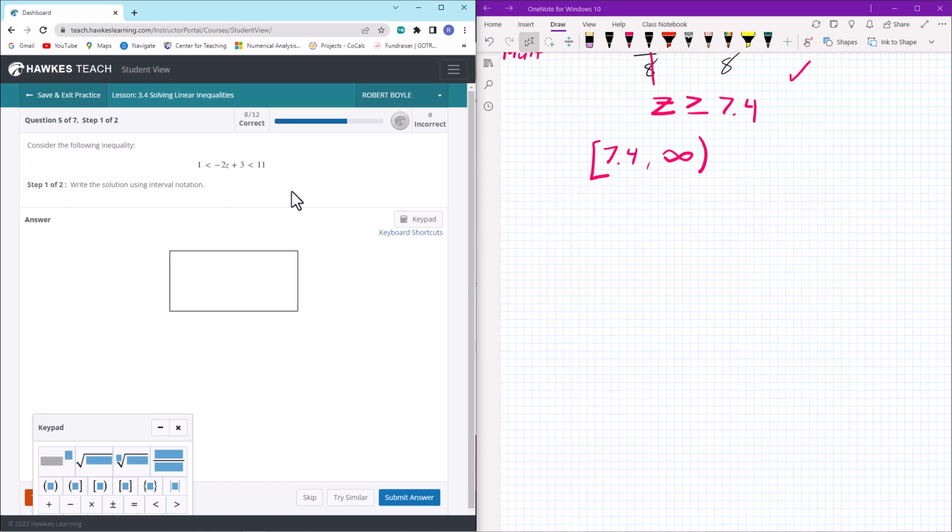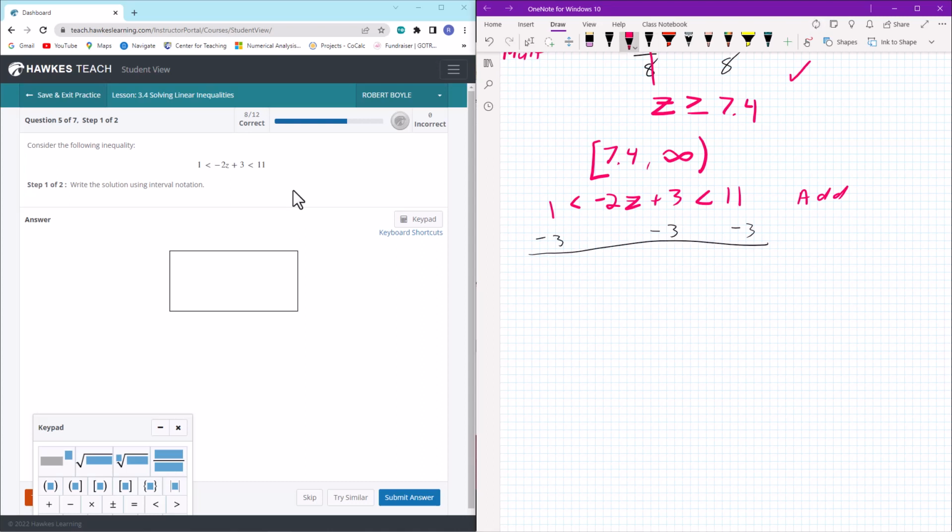So let's go ahead and write this down. We have 1 is strictly less than -2z plus 3, which is strictly less than 11. Once again, we want to use the addition property of equality to move the constant term out of the center. That involves subtracting 3 from the middle, and therefore subtracting 3 from the other two sides.